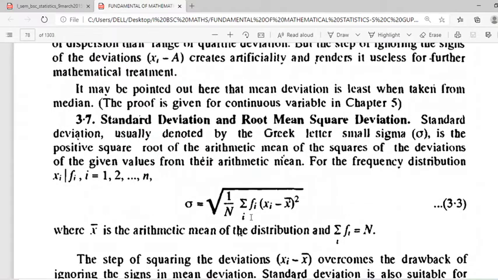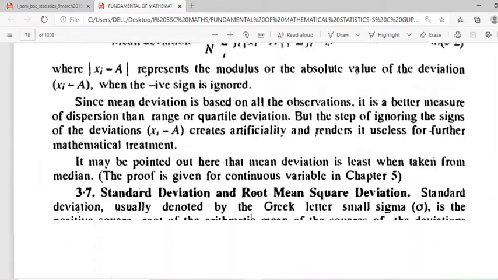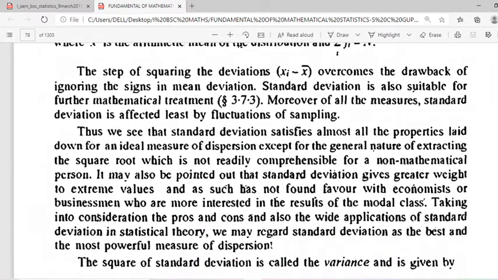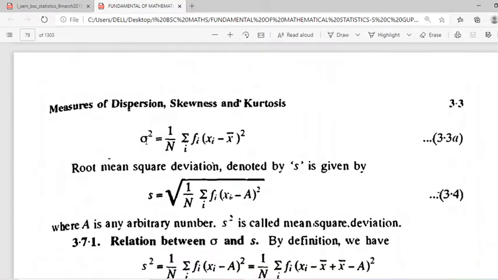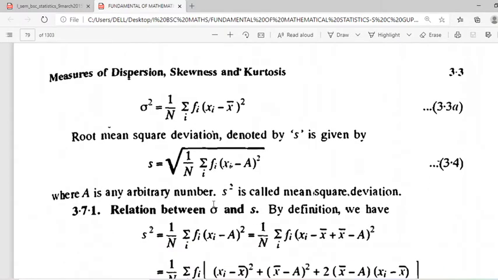Sigma is equal to, in the case of frequency data, it is mentioned that the square of the standard deviation is given by sigma square equal to 1 by n summation i from 1 to n fi xi minus x bar square. So s is the root of that. If it is x bar, we call it standard deviation. If it is a, that means any arbitrary constant, then we call it root mean square deviation.